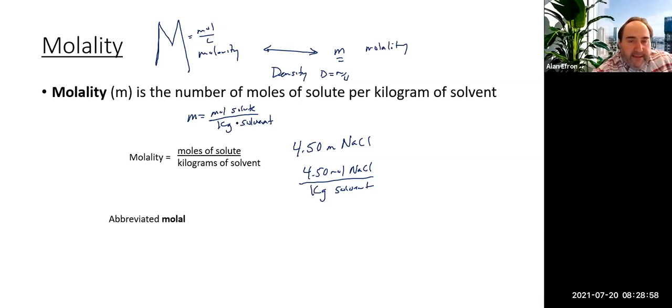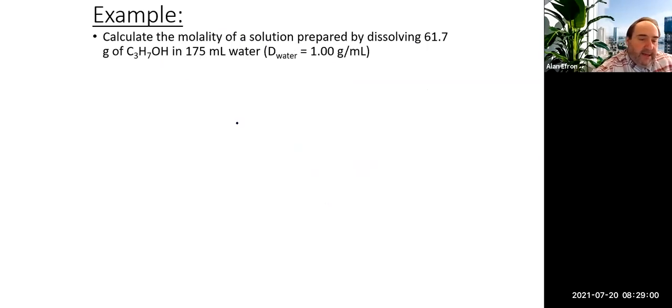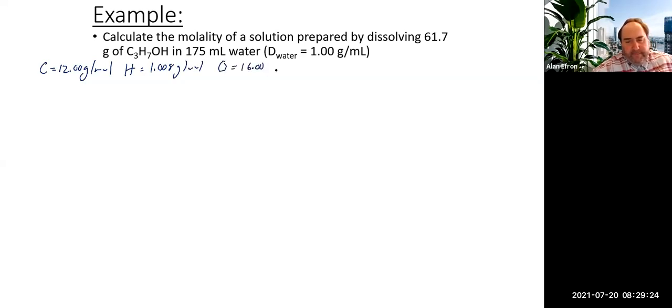So why don't you try one here and see what you come up with. Calculate the molality of a solution that's prepared by dissolving 61.7 grams of C3H7OH in 175 grams of water. Some numbers you might need from the periodic table: carbon 12.01, hydrogen 1.008, and our good friend oxygen at 16. All right, take a minute or two here and see what you come up with.